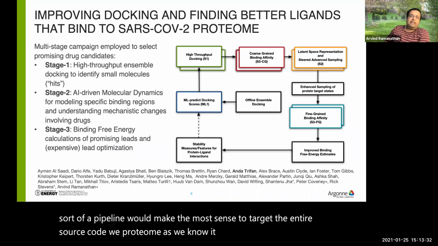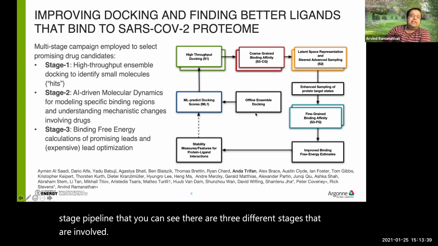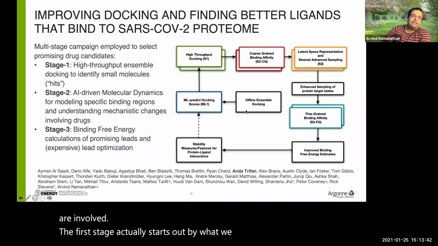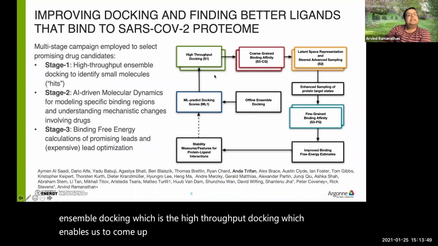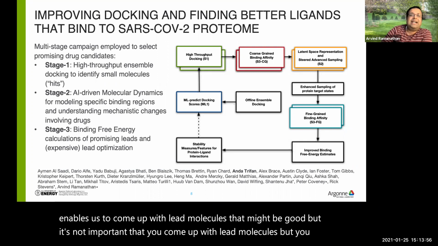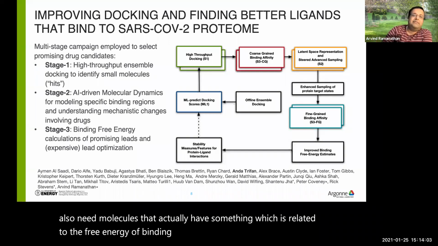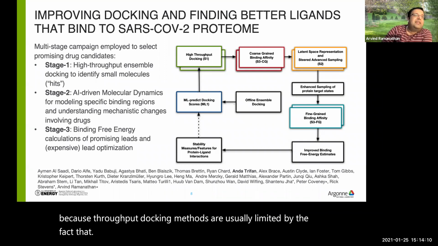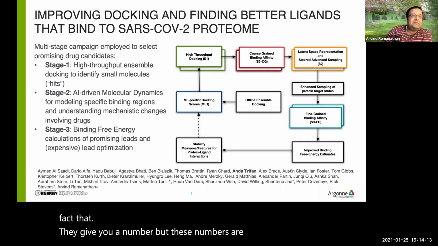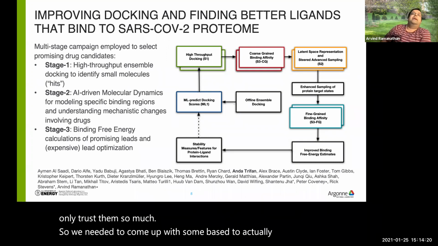This is actually a multi-stage pipeline, where you can see there are three different stages involved. The first stage starts out with what we call offline ensemble docking, which is high throughput docking, which enables us to come up with lead molecules that might be good. But it's not enough to come up with lead molecules; you also need molecules whose binding affinities, related to the free energy of binding, are quite high, because high throughput docking methods give you a number, but you can only trust those numbers so much. So we needed to come up with some ways to actually impute or understand the binding affinity.